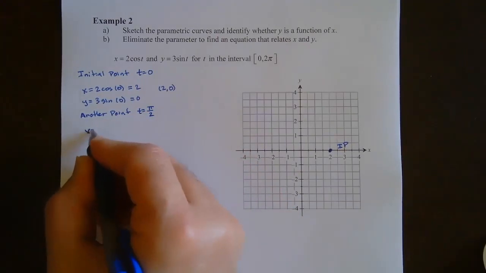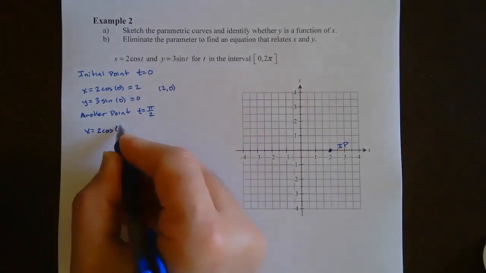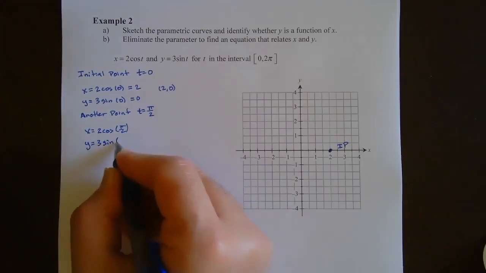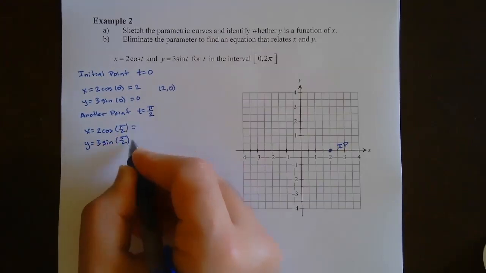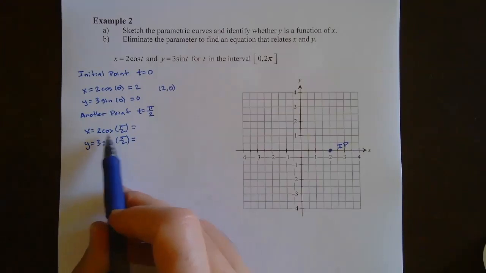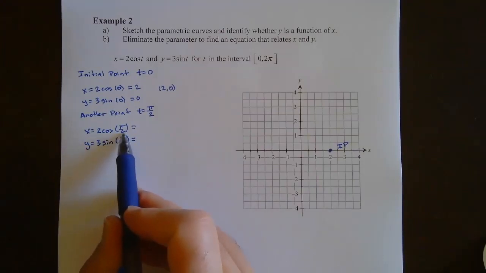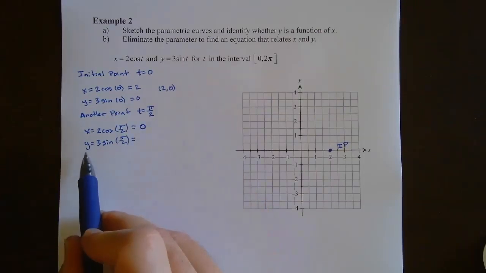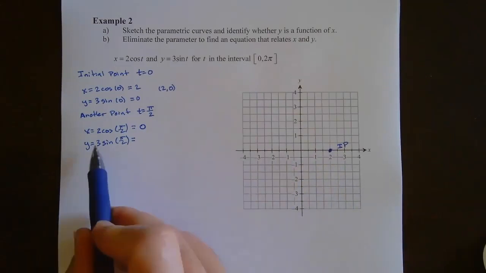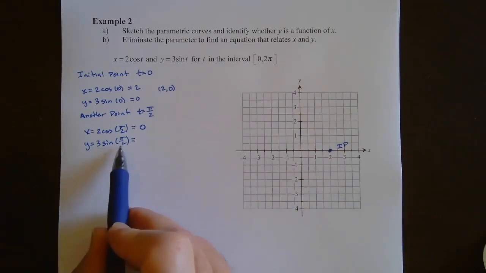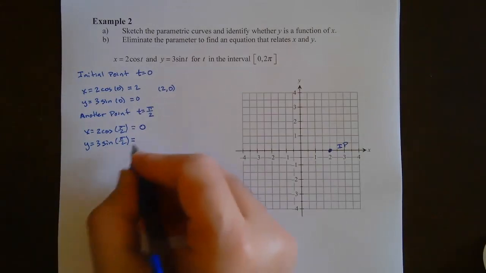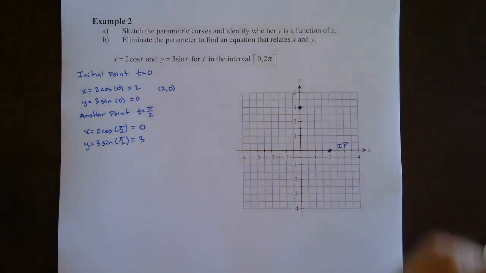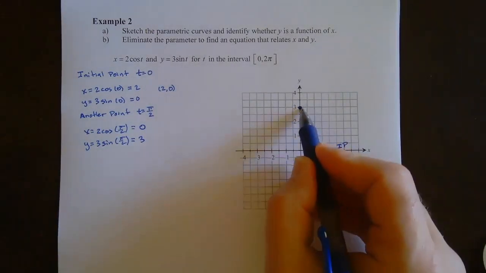So that would mean x is equal to 2 cosine of pi over 2, and y would equal 3 sine of pi over 2. And so 2 times cosine of pi over 2, well, cosine of pi over 2 is 0, so that'd be 0 times 2, which would be 0. And so we started here, and then we're going to end up where? We're going to end up at 3, right? Because sine of pi over 2 is 1, and 3 times 1 is 3. So that'd be 0, 3. That's going to end up right here at that point. So we're going to start here, and we're going to end up right here.